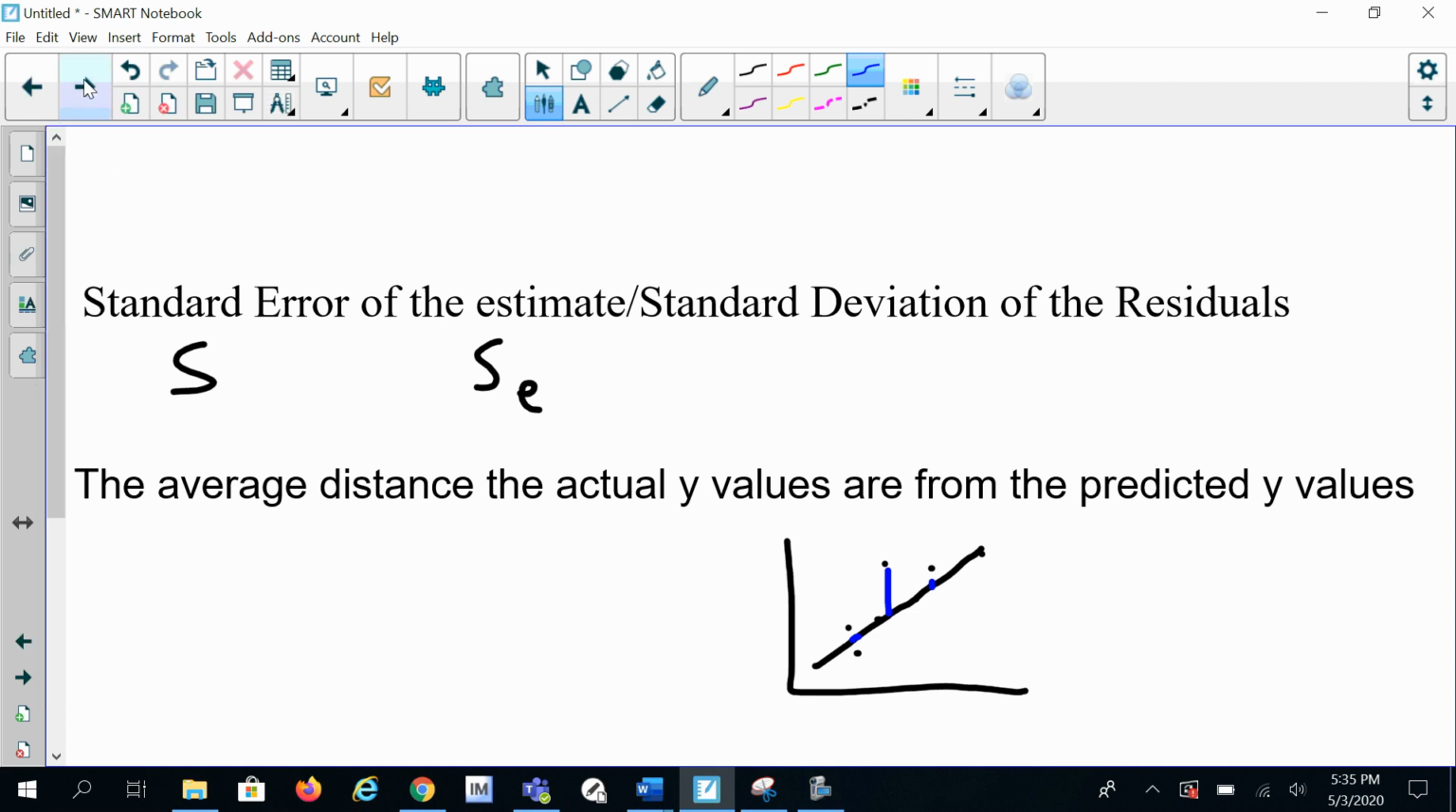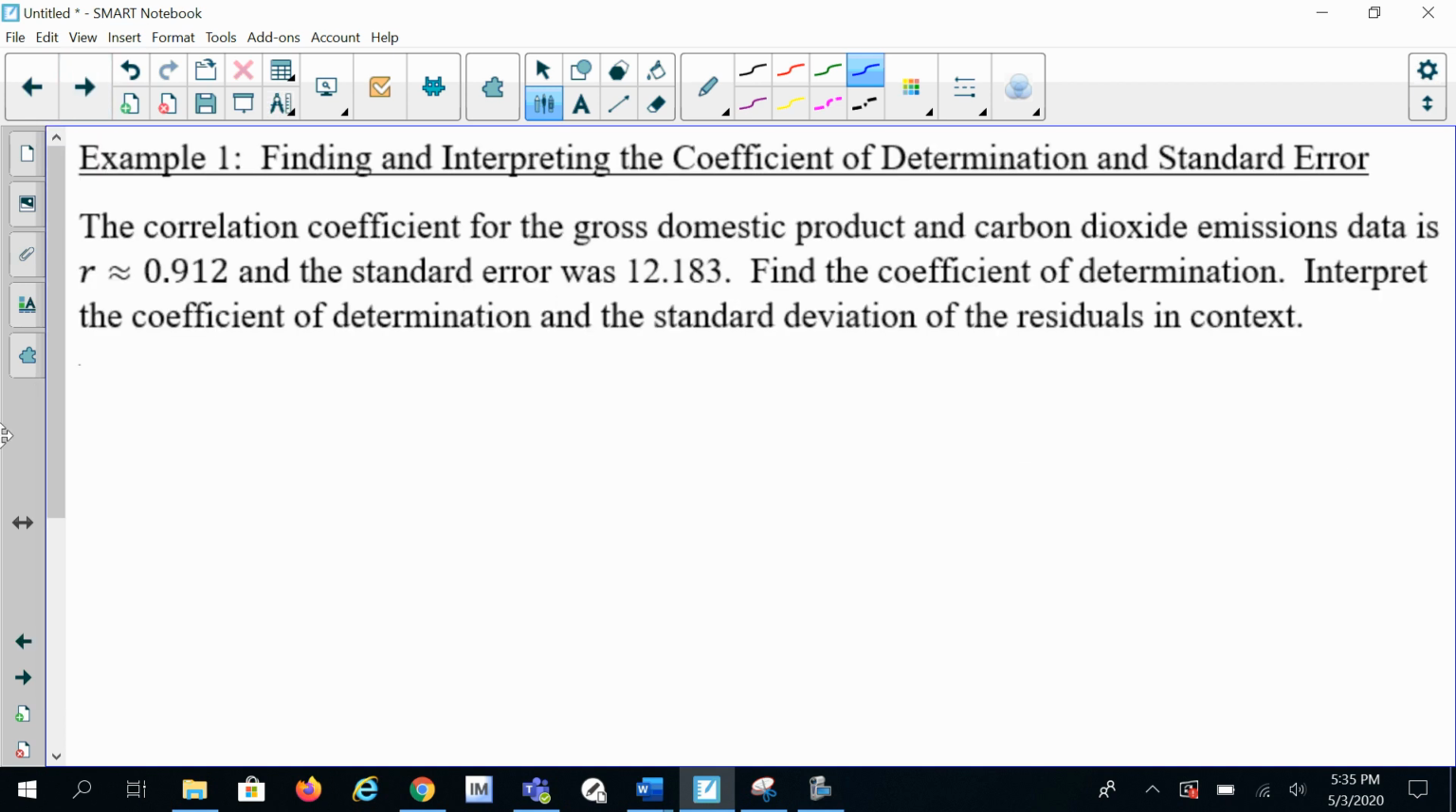So let's take a look at our first example here where they're just listed. It says the correlation coefficient for the gross domestic product and carbon dioxide emissions data that we've been looking at is 0.912, and the standard error was 12.183. So they call it the standard error rather than standard deviation. We want to find the coefficient of determination, which is R squared, and we're going to interpret the coefficient of determination and the standard deviation of residuals in context. So the first problem we have is we don't have R squared. We have r. So in order to get R squared, we literally need to do r squared, which is going to be 0.912 squared.